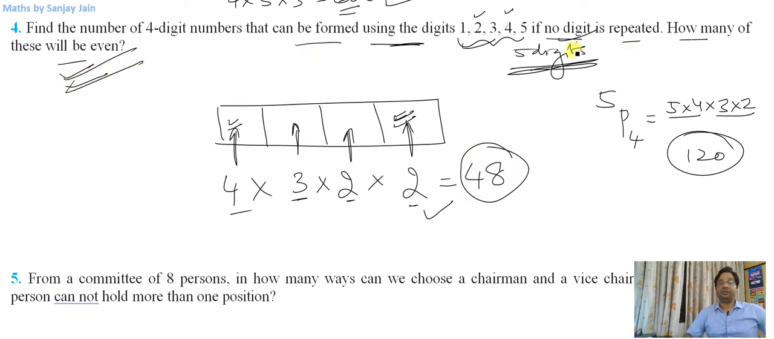How many of these will be even? 48 will be even. And how many will be odd? 120 minus 48, that is 72, will be odd numbers.